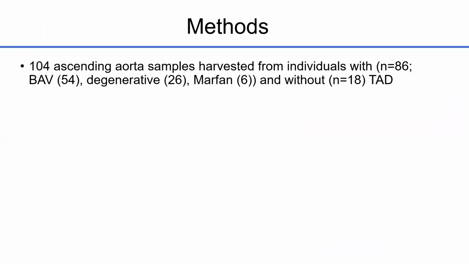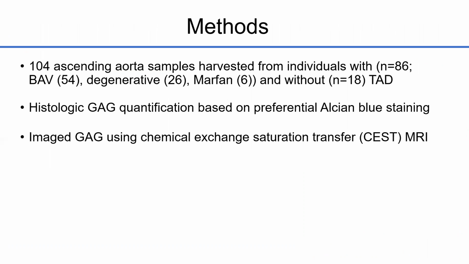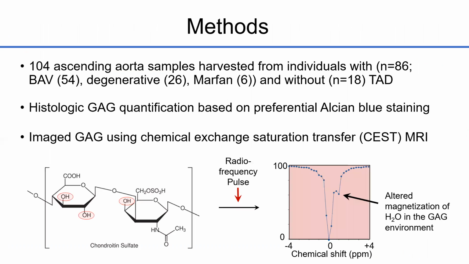We evaluated 104 ascending aorta samples harvested from individuals with or without TAD. GAGs were quantified histologically based on Alcian blue staining and imaged ex vivo using chemical exchange saturation transfer MRI. This approach capitalizes on the presence of exchangeable protons on the hydroxyl groups of the repeating carbohydrate units of GAGs that effectively generate an endogenous MR contrast signal upon receiving a specific radiofrequency pulse.